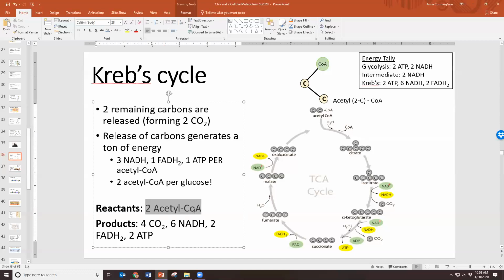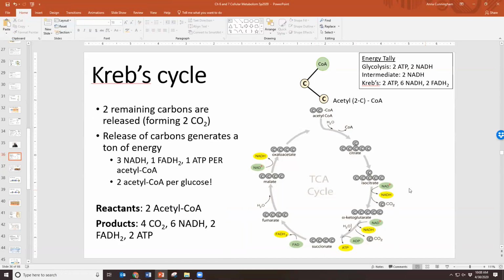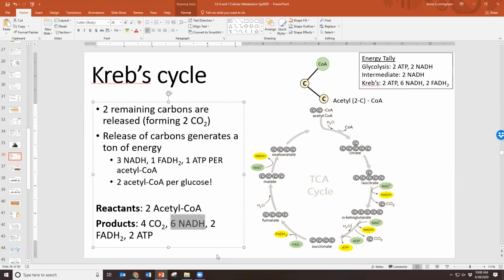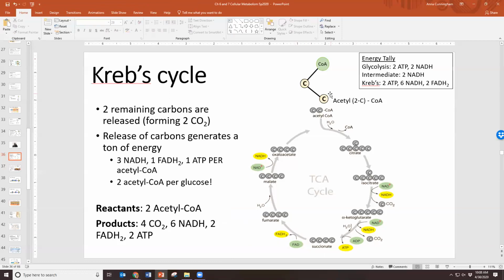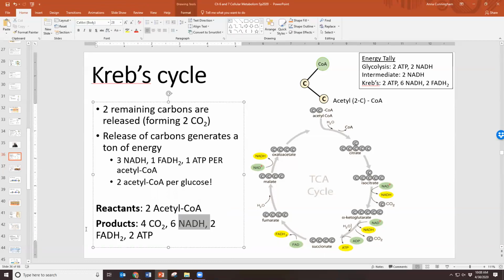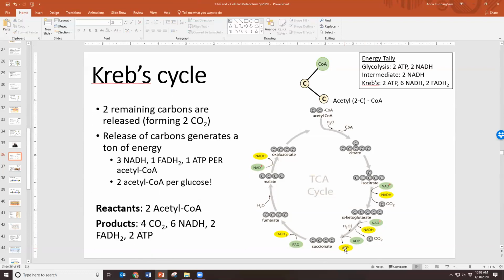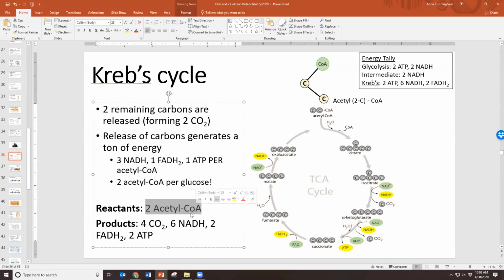So you can see that what goes into the Krebs cycle is this acetyl-CoA. And what's coming out, because 2 carbons are coming in, but we have 2 of those molecules, so technically 4 carbons are coming in, you have 4 carbons released. That binds with oxygen. Oxygen is required for the Krebs cycle. And then also per acetyl-CoA, you get 1, 2, 3 NADH, because you have 2 acetyl-CoAs, that gives you a total of 6 NADH. You get 1 FADH2 per acetyl-CoA, so a total of 2 FADH2. And you also get 1 ATP per acetyl-CoA, so that gives you 2 ATP.